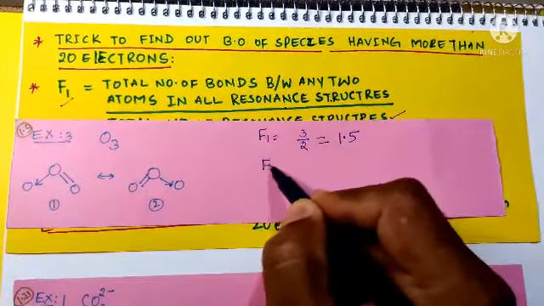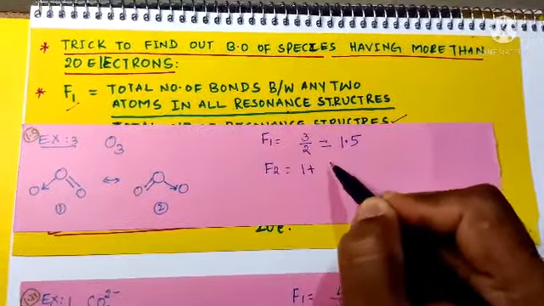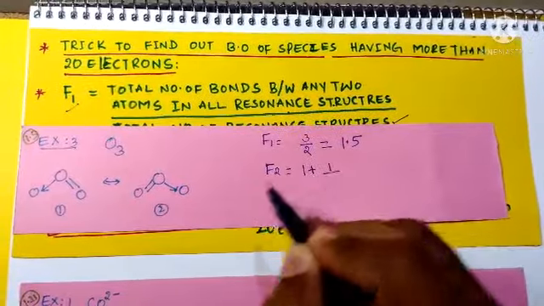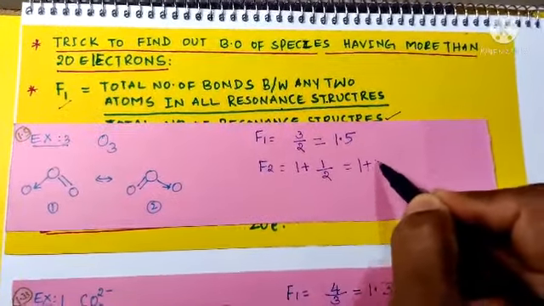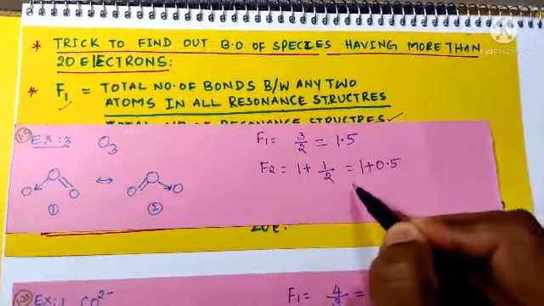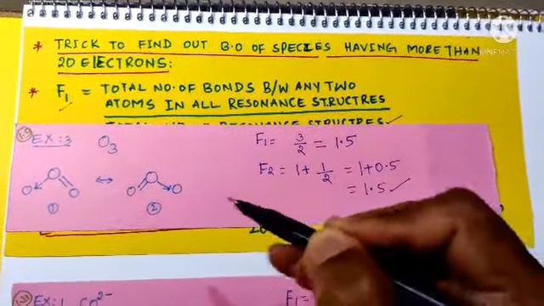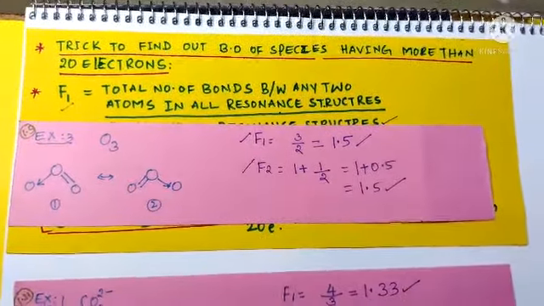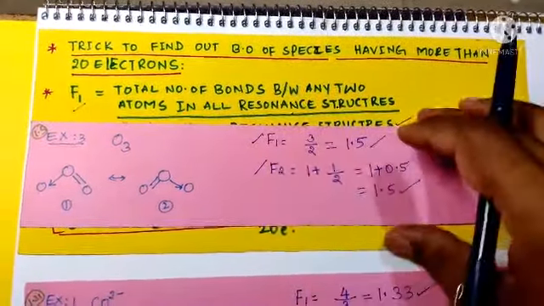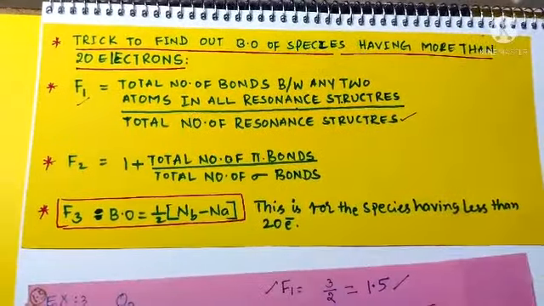Then apply formula number 2, that is 1 plus the number of pi bonds, which is 1, divided by the number of sigma bonds, which is 2. So this is 1 plus 0.5, since 1 by 2 is 0.5, that is 1.5, students. Now clear? For the ozone molecule, using formula 1 and formula 2, it is 1.5 only, students. This is the second example. Now one more example, students.